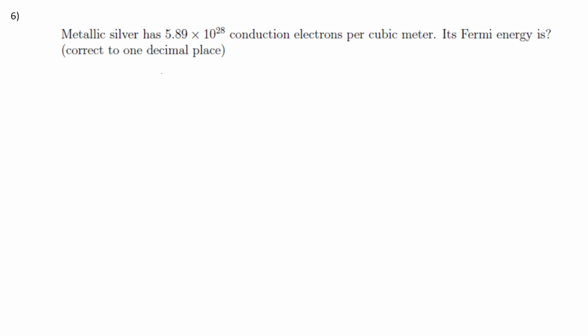So here, metallic silver has this many conduction electrons per cubic meter. What is given is n equal to 5.89 × 10^28 conduction electrons per cubic meter, and it is asking for the Fermi energy. The Fermi energy EF, as we just derived, is equal to ħ² over 2m times (3π²n) to the power 2/3.